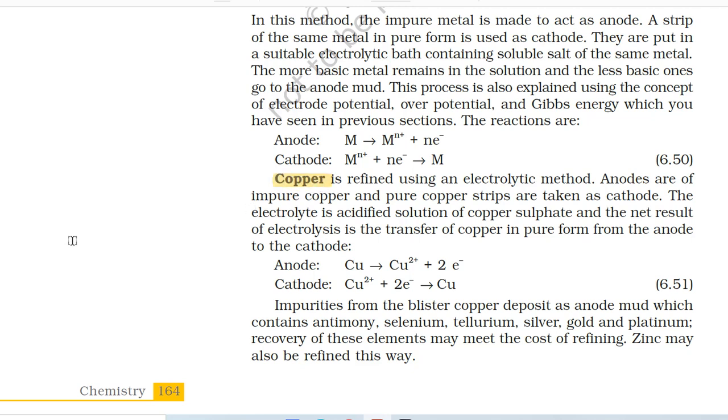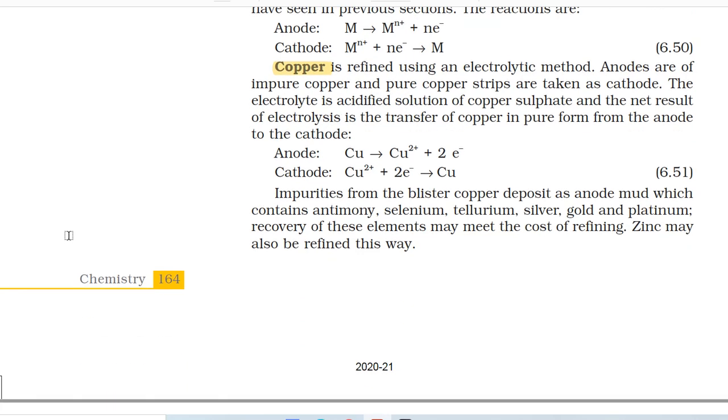using an electrolytic method. Anodes are of impure copper and pure copper strips are taken as cathode. The electrolyte is acidified solution of copper sulfate, and the net result of electrolysis is the transfer of copper in pure form from the anode to the cathode. At anode, Cu gives Cu^2+ plus 2 electrons, and at cathode, Cu^2+ plus 2 electrons gives pure copper.